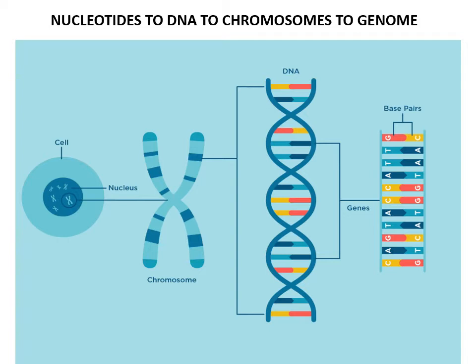Okay, so it goes base pairs. The base pairs make DNA. The DNA is actually what the entire chromosome is made of, basically. And then where do all the chromosomes exist? Within the nucleus. And there's 23 pairs of chromosomes.